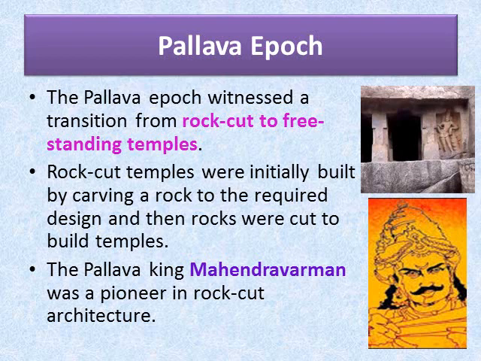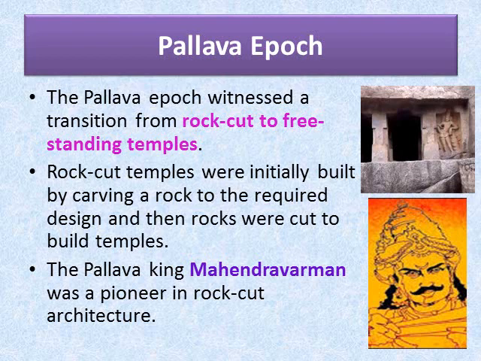Rock cut temples were initially built by carving a rock to the required design, and then rocks were cut to build temples. So on the rock, the temple designs were carved and then it was cut. The Pallava king Mahendravarman was a pioneer in rock cut architecture. A pioneer is a path maker or the first one.